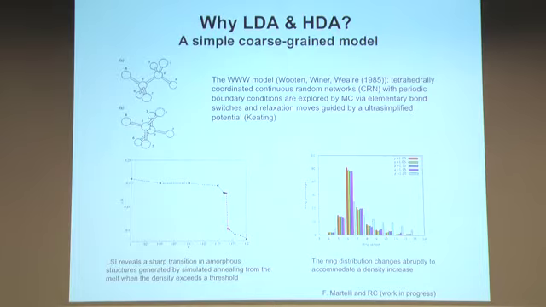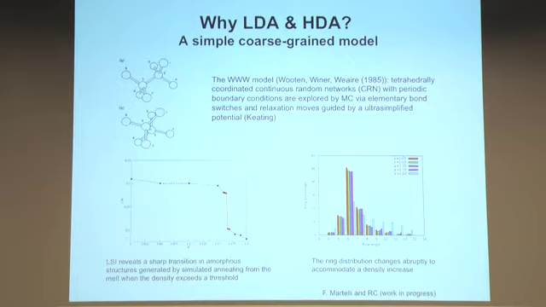I'm an old person who worked on silicon semiconductors in the 80s, and there was this model that I call here WWW, due to Dennis Ware, Fred Wooten, and Weiner, in which they gave a prescription to generate a tetrahedrally coordinated continuous random network with periodic boundary conditions. This network can be explored by Monte Carlo via elementary bond switches, one is indicated here, and relaxation moves guided by an ultra-simplified potential, just the Keating potential, in which there are just bond stretching and bond bending.